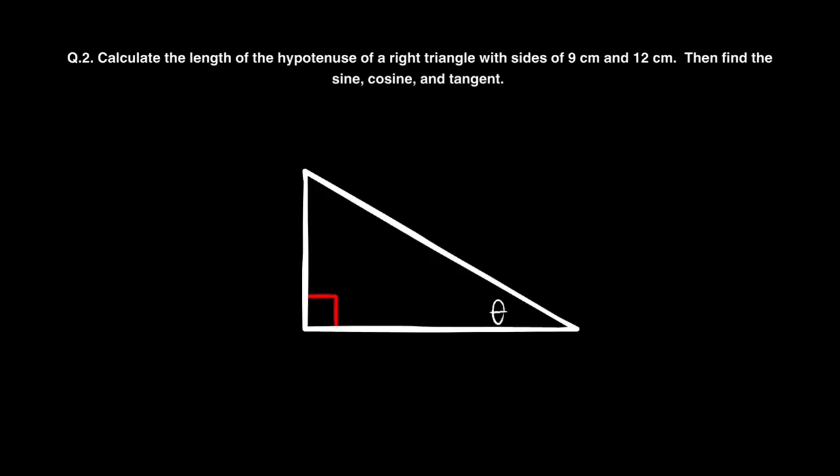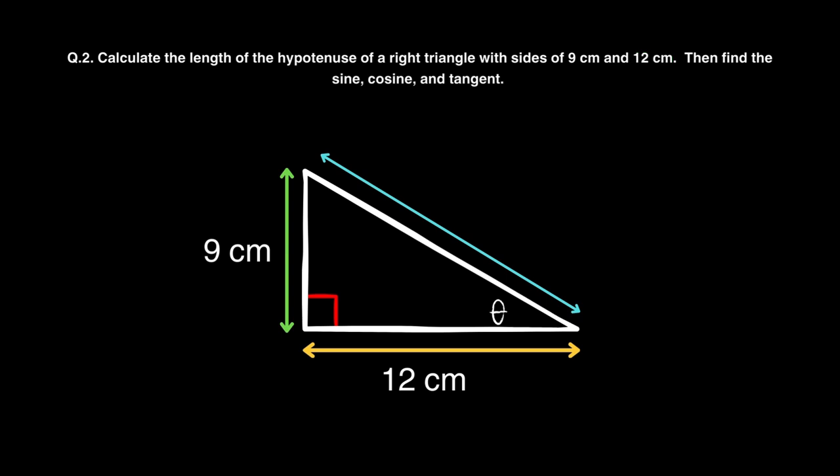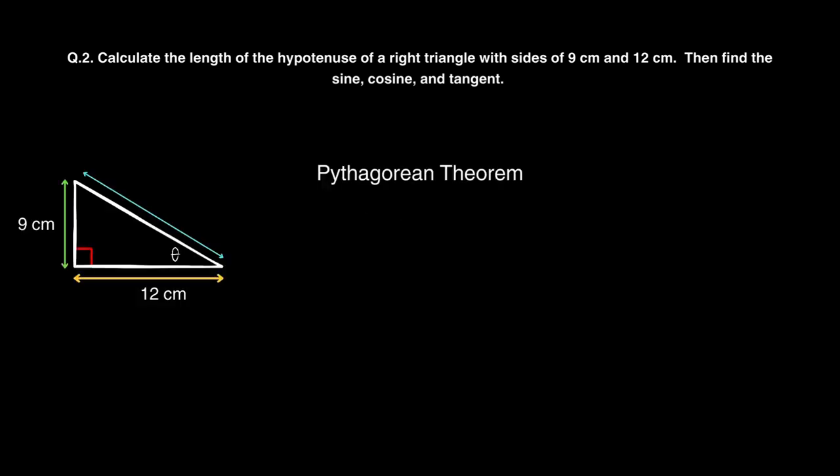Question number 2. Calculate the length of the hypotenuse of a right triangle with sides of 9 centimeters and 12 centimeters. Then find the sine, cosine, and tangent. Firstly, we will find the missing side by using the Pythagorean theorem just like we did in the last question. So, let's write down the formula. Now, we will input the values. 9 squared plus 12 squared equals c squared. Squaring both will give us 81 plus 144 equals c squared.